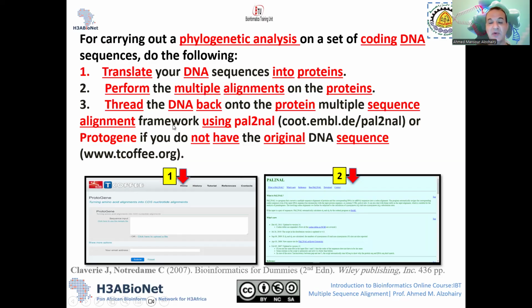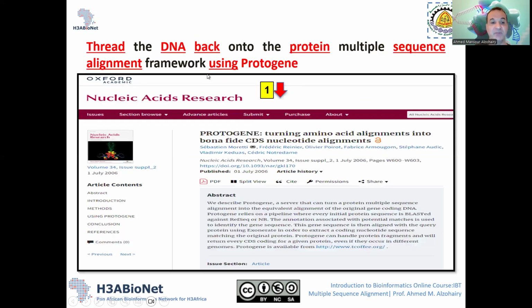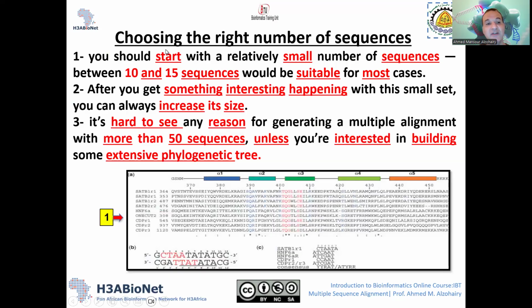And as you see, you have two very important programs that you can use. Simply, you can use PAL2NAL. It's a very important and easy program to use. Also, you have Protogene, which can do the same thing for you. So both programs can help you in this application. And then you can, of course, thread the DNA back onto the protein multiple sequence alignment framework using Protogene. I just gave you the paper in arrow number one, showing the paper published for this program, Protogene.